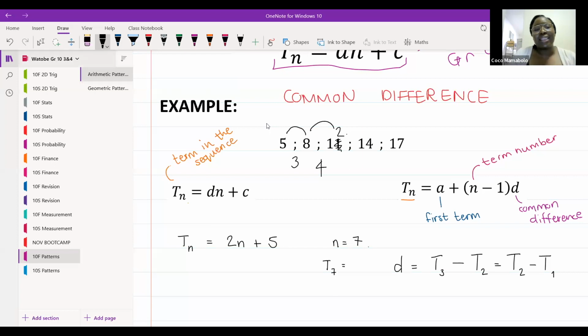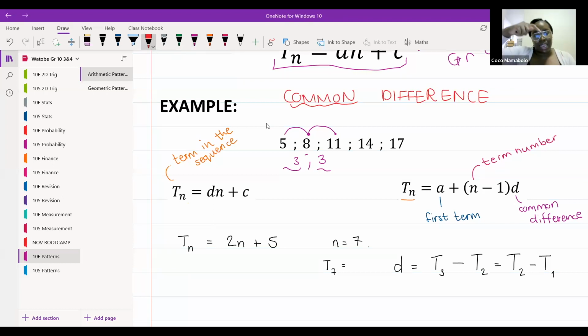So the idea behind the difference being common is that we have to check in more than one place. Do you understand what I mean? So I first have to take my third term minus my second term. 11 minus 8 will give us 3. And that must be the same number as 8 minus 5, which is also 3. Now we can say, yes, our common difference is 3, because everywhere I get the same number. Do you understand? That word common is very, very important.